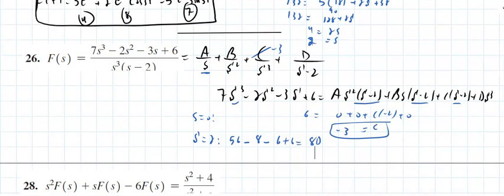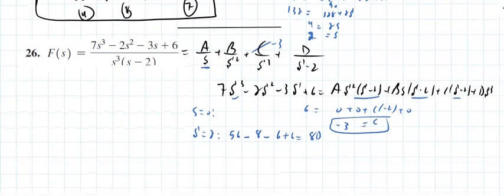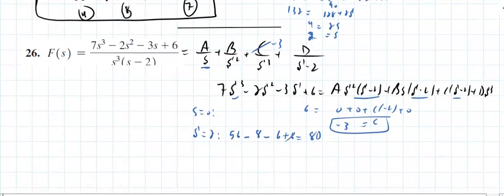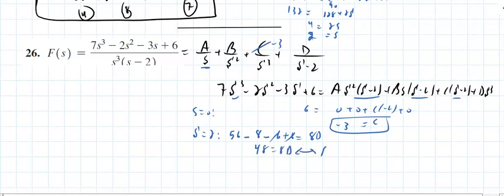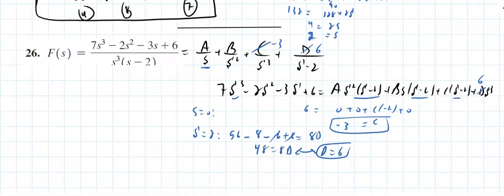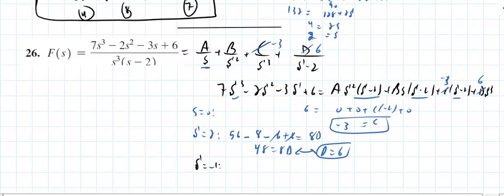So here, I figure out that, you know what, these two cancel out. That is 48 equals 8d. That means d equals 6. Now I could choose any two values that I like. I could say that s equals negative 1, for example.